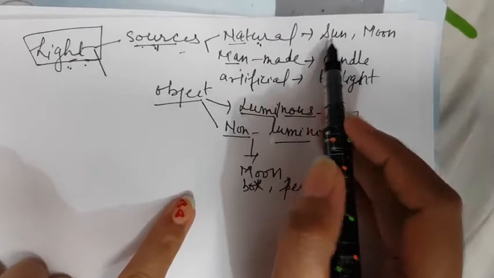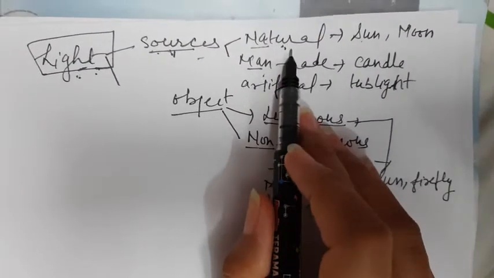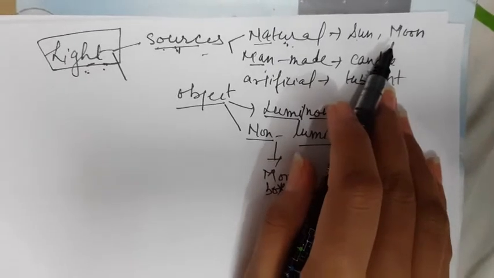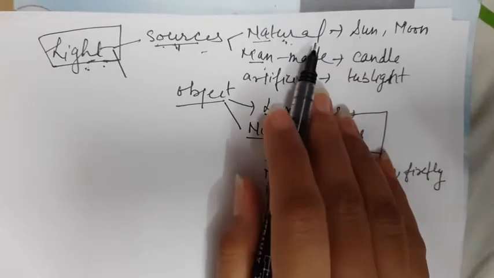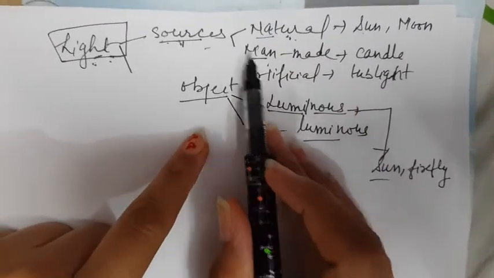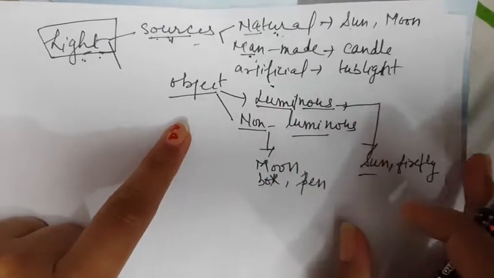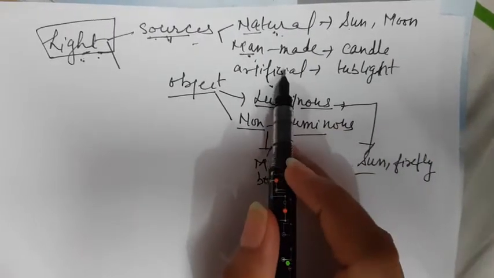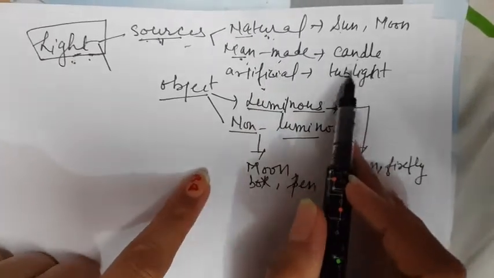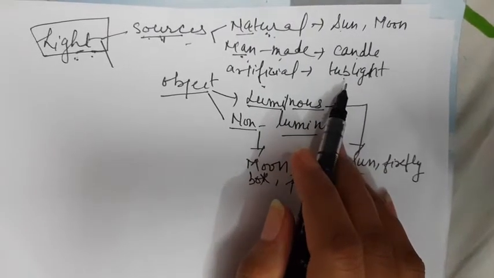Examples of natural sources are the sun and the moon, which are provided to us with the help of nature itself, where we are not adding anything. Now the other sources, which are man-made, are also known as artificial sources of light. The sources of light which are made by man are known as artificial sources of light. Examples are candle, tube light, bulb, whatever is producing light and is made by man.